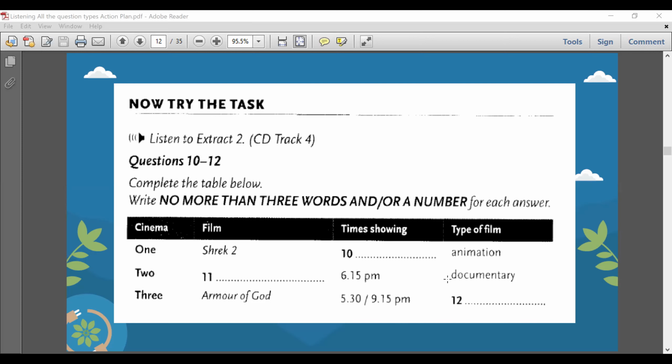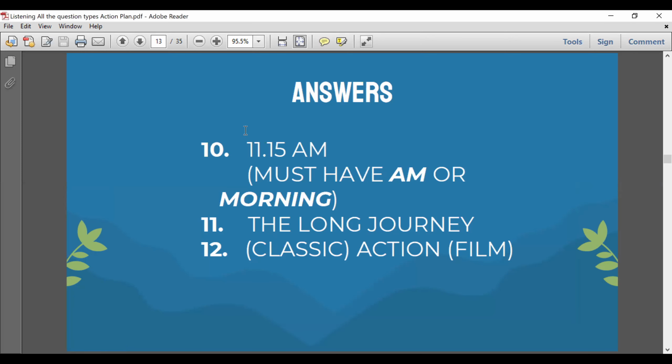Okay, fine. So these are the answers, students. ये आपको समझना पड़ेगा. देखिए पहले का आंसर है 11:15 AM. Must have AM और morning, मतलब आपको 11:15 AM लिखना पड़ेगा. This is important. Okay. दूसरा है 11th का आंसर the long journey. This is going to be the answer. So this is going to be answer of 11.